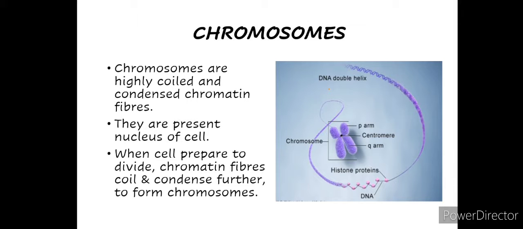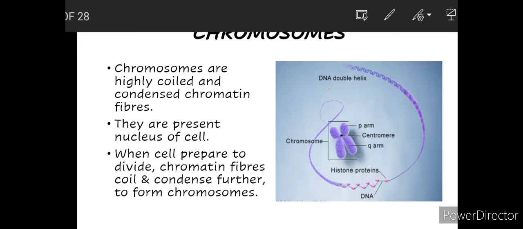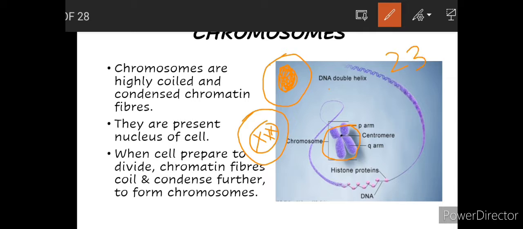They are present in the nucleus of a cell. Nucleus of a cell means, see, this is a cell, and here is the nucleus. Inside the nucleus they are in chromatin form, meaning very loose form, and when they prepare for cell division they become disciplined, meaning chromosomes, like this shape. Humans have 23 pairs of chromosomes, or 46 chromosomes.